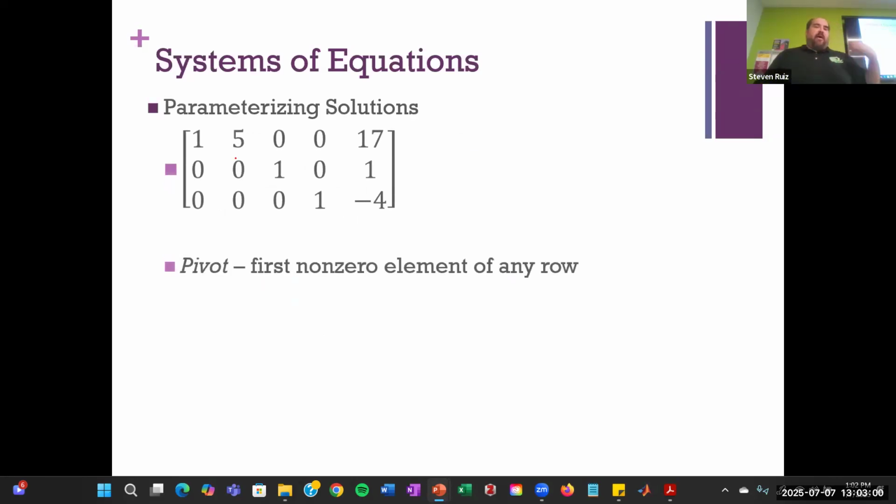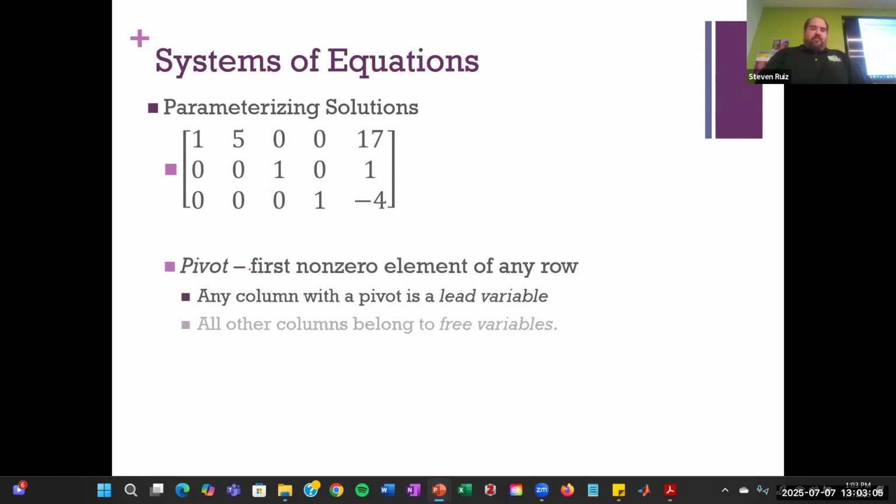So let's put some formalities behind the way we're parameterizing these solutions. If we talk about a pivot, that's basically any column that has a leading variable. So all these ones here, these are pivots. And that coincides with what we call lead variables. So when we start naming our solutions, let's say that these variables are w, x, y, and z.